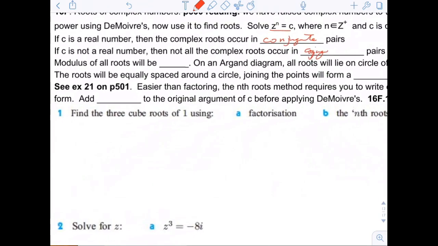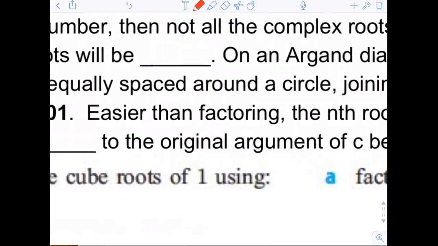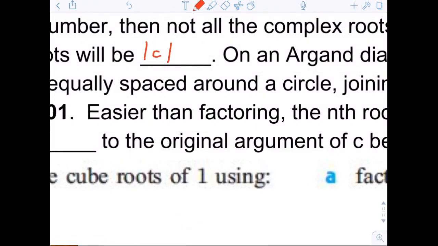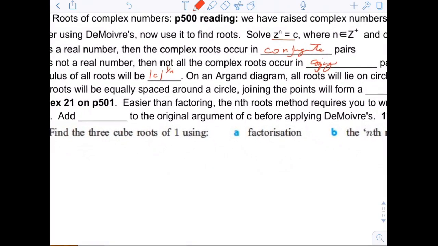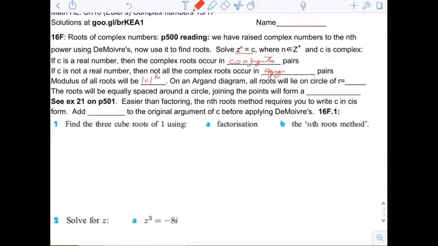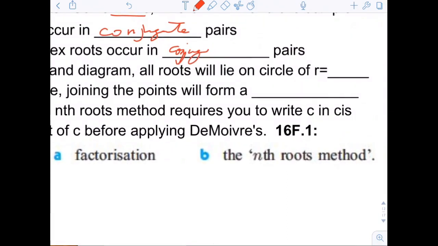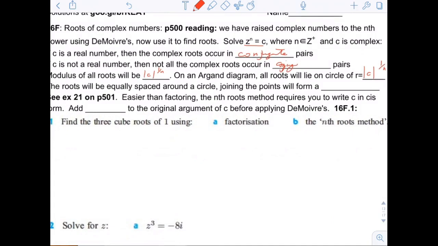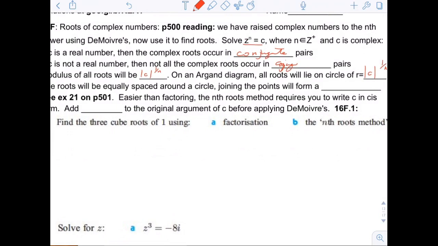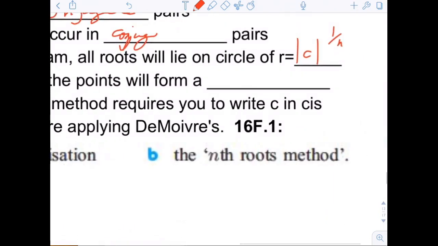Okay? The modulus of all the roots will be the modulus of c to the nth root. On an Argand diagram, all roots will lie on a circle of radius r equals modulus c to the nth root. The roots will be equally spaced around a circle. Joining the points will form a regular polygon.